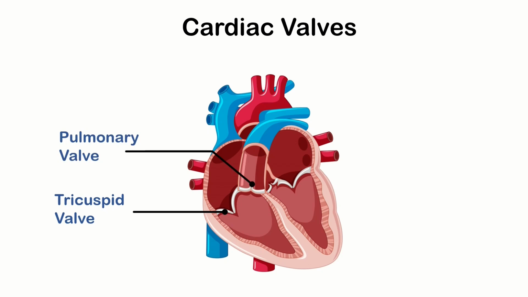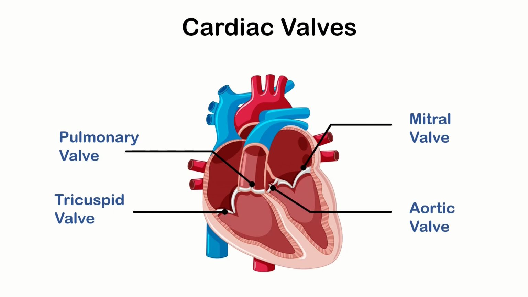From the left atrium to the left ventricle, there is the mitral valve, which is also known as the bicuspid valve. And from the left ventricle to the aorta, there is the aortic valve. The tricuspid valve has 3 cusps and the mitral valve has only 2 cusps. Both pulmonary and aortic valves are made of 3 cusps, and they are also known as semilunar valves.